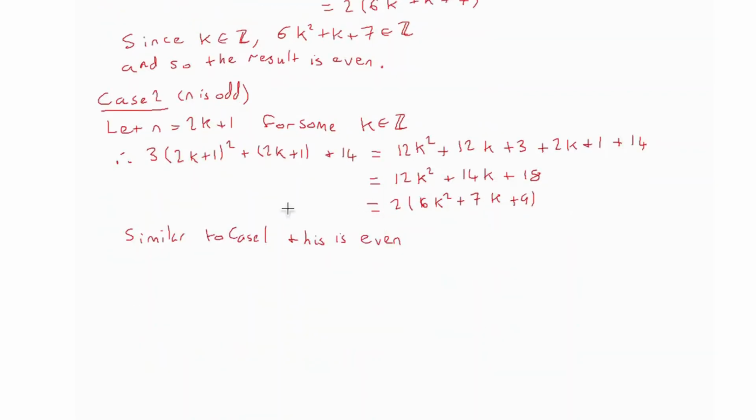It is even for both cases, which means that 3n squared plus n plus 14 is even for all integers.